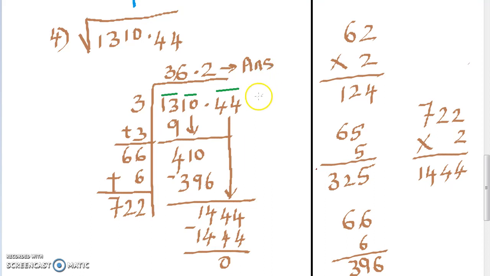Thus the answer for the square root of 1310.44 is 36.2. So you need to be careful when you are finding the square root of decimals, particularly the pairing process. When you're pairing the whole part, you have to pair from right to left. That is, you start from the ones place. And when you're pairing the decimal part, you have to start from left to right. That is, from the 1/10 place.